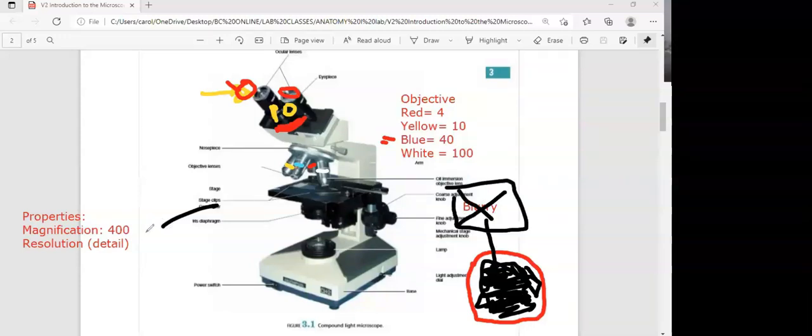Yes, the property of the microscope, one of them is to make it larger, but the other property is resolution, which is the ability to see the detail. Right? You're supposed to see the detail. So because of that, what are the properties of the microscope? They're going to be magnification and resolution. What is magnification? The ability to make things larger, and resolution is the ability to show you the detail. So then right here you have table, low, medium, high, right? Low is 4, medium is 10, high is 40, and oil immersion is 100.